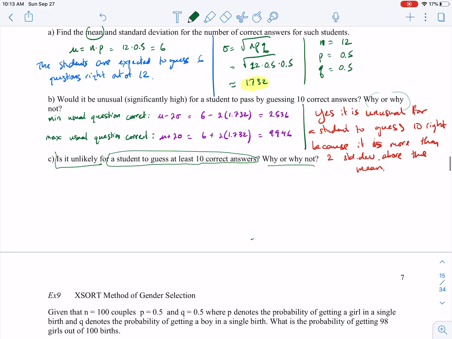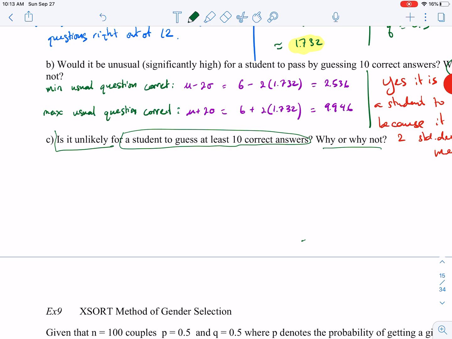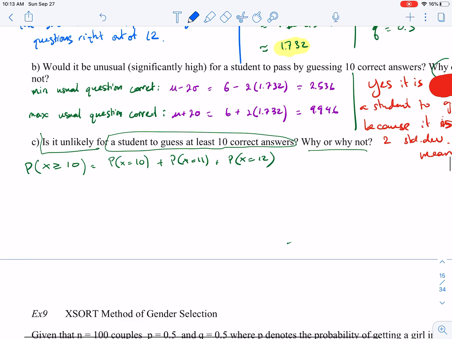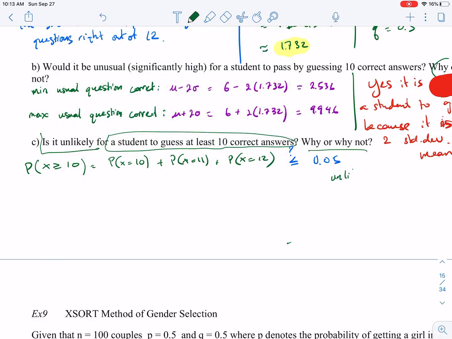To answer this, we have to look at the probability of guessing at least 10 correct answers. So this is asking for the probability of x greater than or equal to 10. Okay, out of 12, that means we're looking at x10 plus x11 plus x12 questions right. We want to look at this sum of probabilities here. Is this less than or equal to 0.05? Is this unlikely to obtain? So that's unlikely. Okay, well, let's find out.